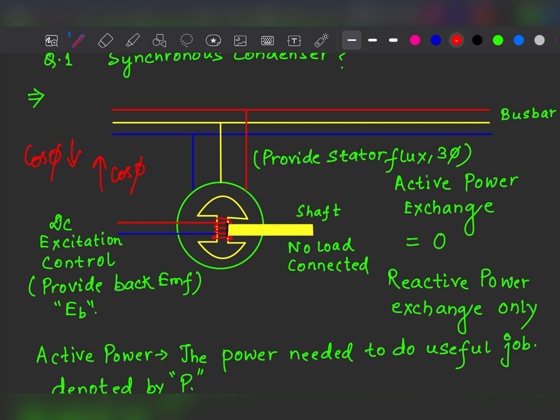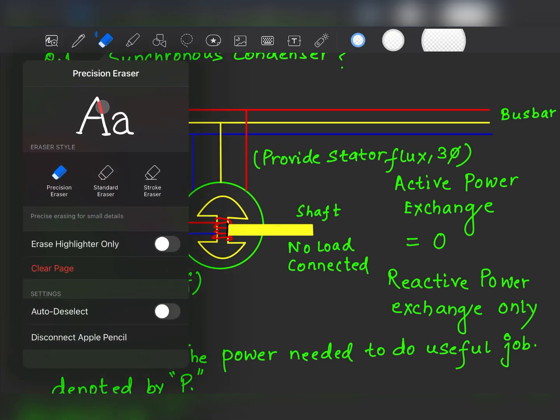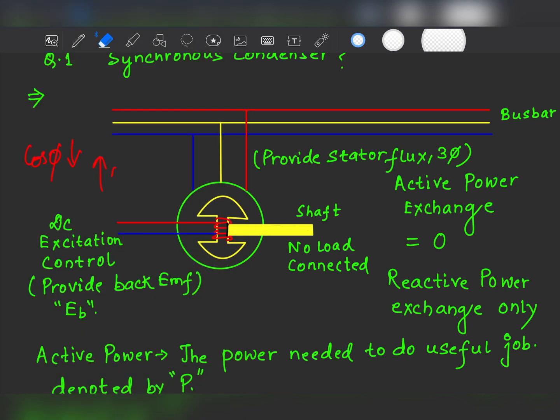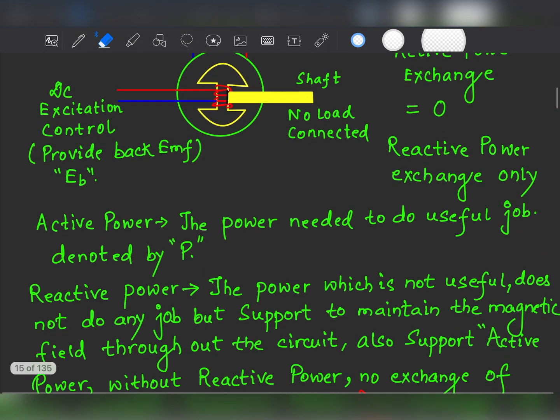So you understand? So I will tell you very easily. Wait, I will take this stroke eraser. Okay. Now I will explain.